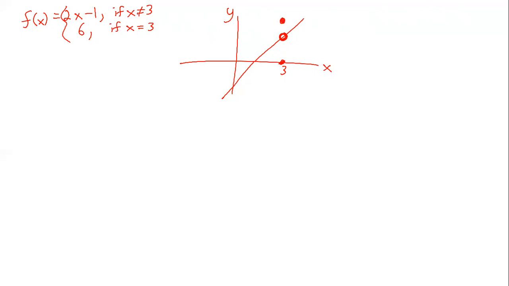So you can see that if this was on the line, the point on the line would be 2 times 3 minus 1 equals 5. So the point here is 5. Then my actual function's value is up here. It's at 6 because there's this hole right here, according to this.